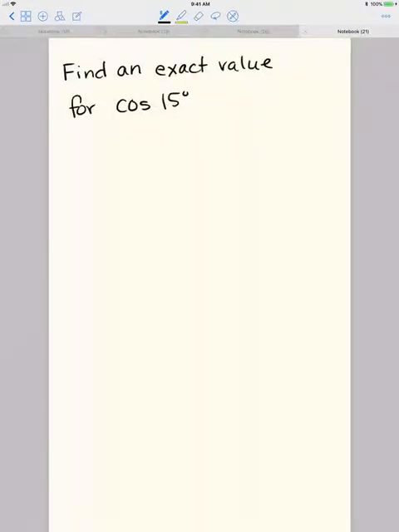Here's one that says find an exact value for the cosine of 15 degrees. 15 degrees is in the first quadrant, so our cosine value should be positive, and the sine should be positive too. Those are just some checks. So we need to take the 15 that we have and try to write it as either a sum or difference of two angles from the unit circle.